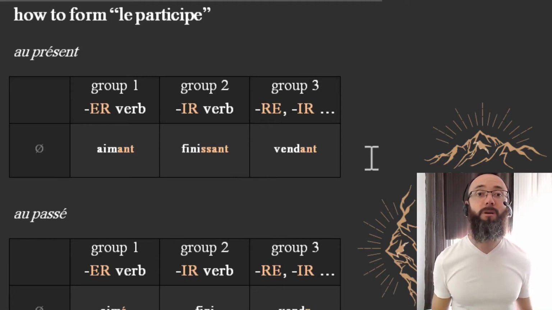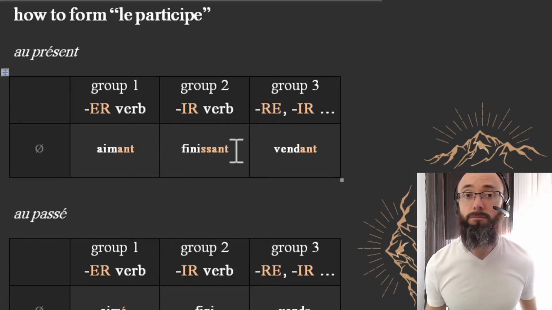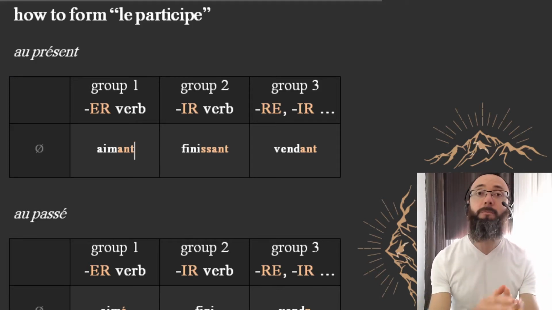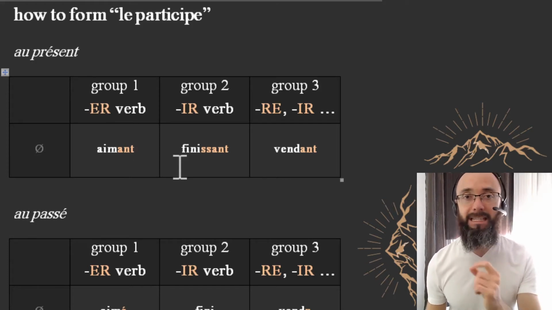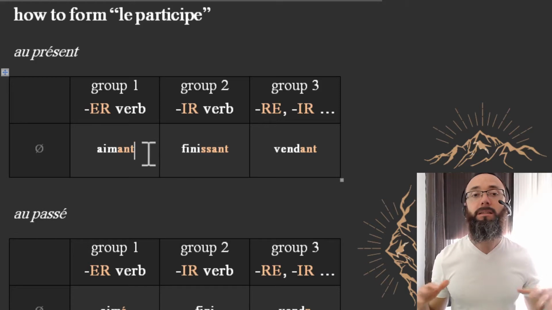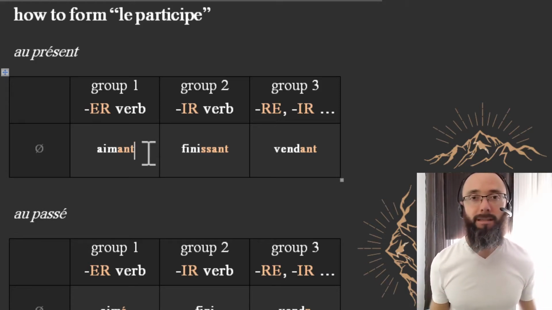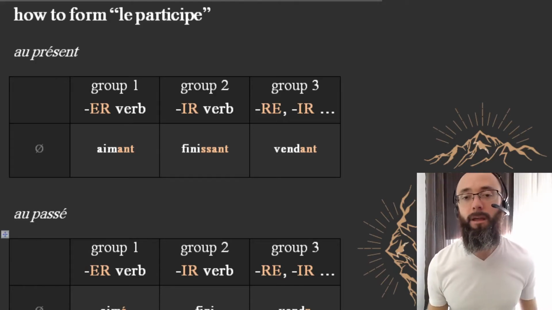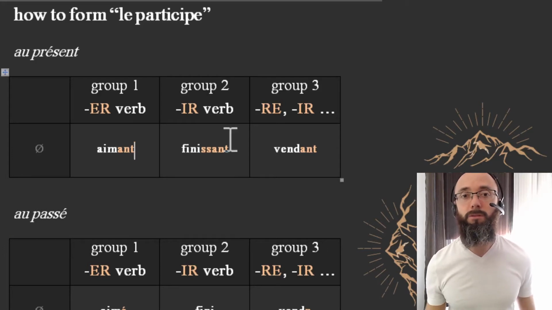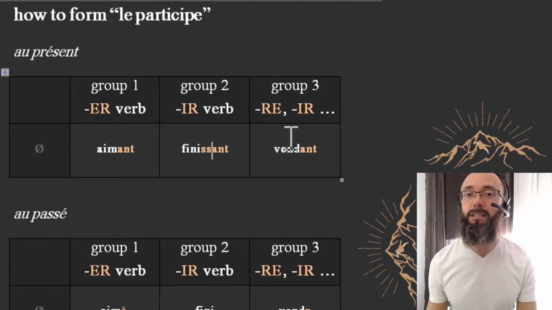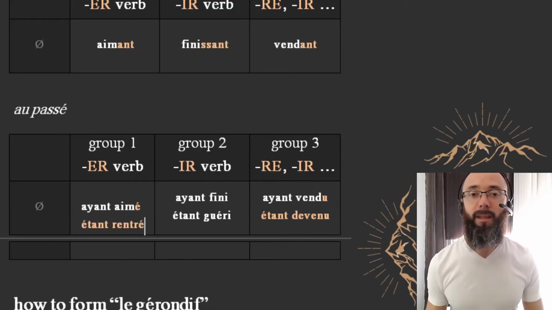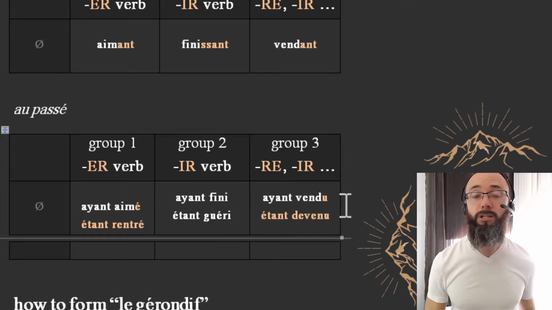How to form the participle in the present tense now. Aimant. You took the stem of the verb, A-I-M, you removed the ending ER, and you added A-N-T. This is how you got aimant, which means loving or liking. According to the context, it's going to translate differently. I don't want to delve in depth as to how we translate that now because we have sample sentences in just a bit. Group 2, you can see that we have the stem to which we added double S with an ANT. And here we have the 3 examples of how to conjugate the past participle.